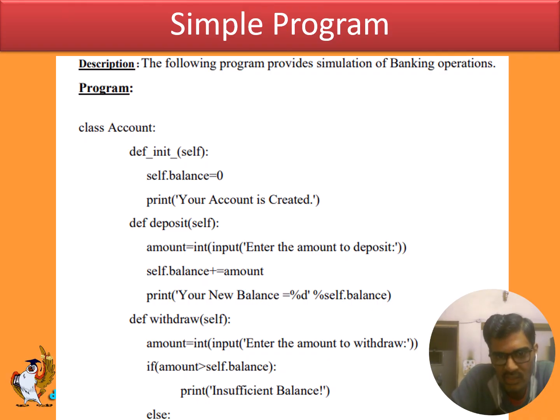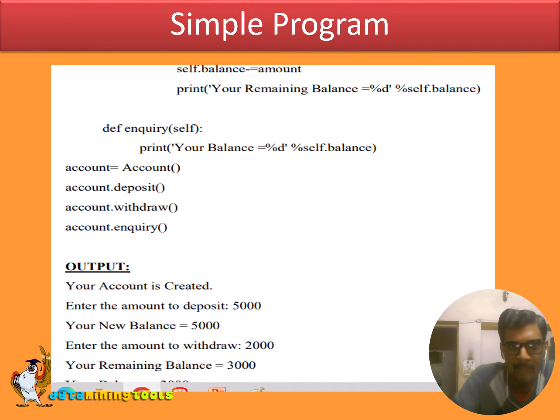Then it's going to call the next function, that is deposit. When you call deposit, it takes the amount and asks you with a prompt to enter the amount you're depositing, and then it converts that into an integer. Next it's going to add the amount to the balance, and then it displays your current balance. Next is the withdraw function, def withdraw. In this it again prompts you to enter the amount to be withdrawn. If the amount is greater than the balance, then it says insufficient balance, else it's going to print the remaining balance after deducting the amount. Last is the function inquiry.